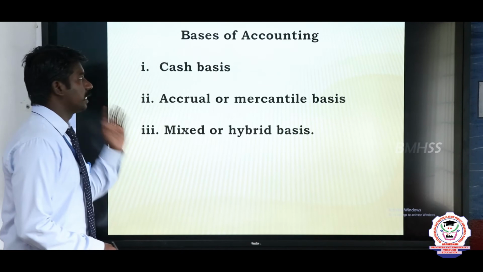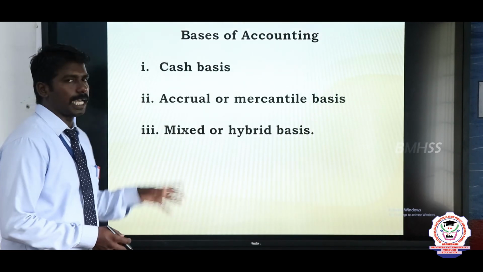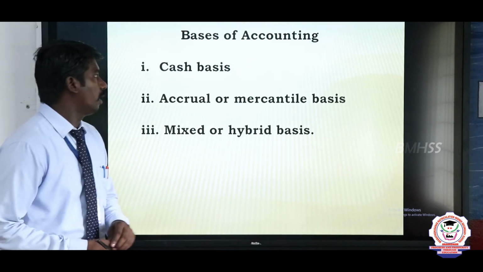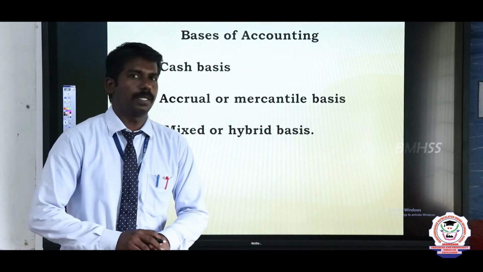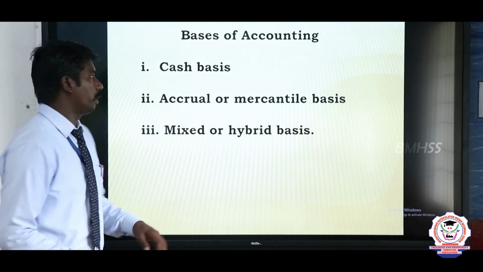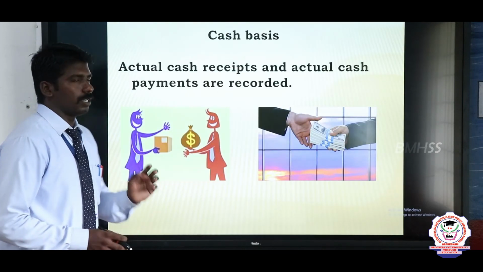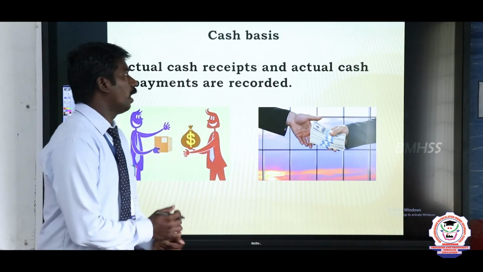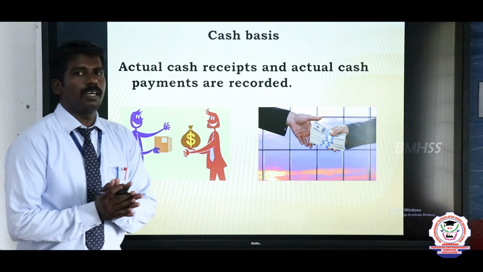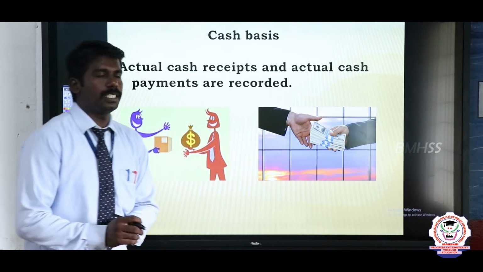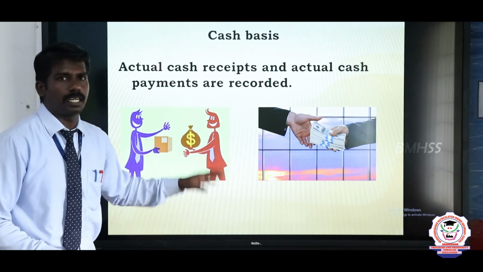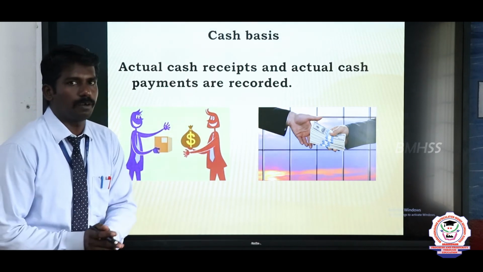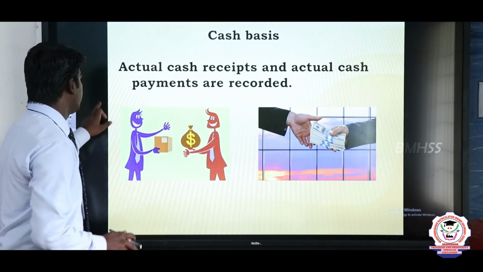Next one is basis of accounting. First one is the cash basis, second one is the accrual or mercantile basis, third one is the mixed or hybrid basis. We will see one by one. First one is the cash basis. The accounting transactions which involve actual cash received and actual cash payments are the only ones recorded in the books of accounting. That is called cash basis.